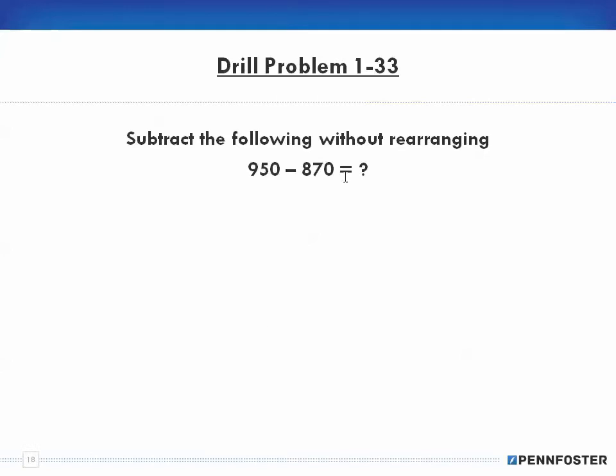Okay. Subtract the following without rearranging. What's important here is to remember that we're not rearranging, so we have to go in this direction. Going in this direction is wrong. Let's work it through. 0 from 0 is 0. 7 from 5, we can't do that. So we have to take a hundred there and make that 15. So 7 from 15 is 8. And 8 from 8 is 0. So our answer is 80.